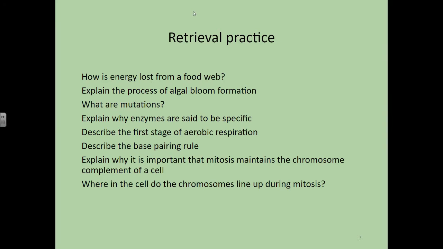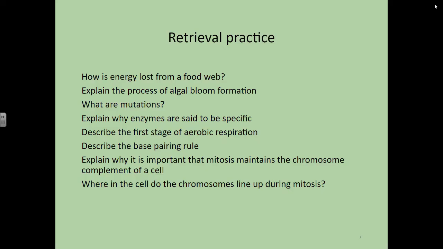A little bit of retrieval practice. If you could pause the video and have a little go at these questions, that would be good. How is energy lost from a food web? What's the process of algal bloom formation? What are mutations? Explain why enzymes are said to be specific. Describe the first stage of aerobic respiration. Describe the base pairing rule. Describe why it's important that mitosis maintains chromosomal complement and where in the cell do chromosomes line up during mitosis.